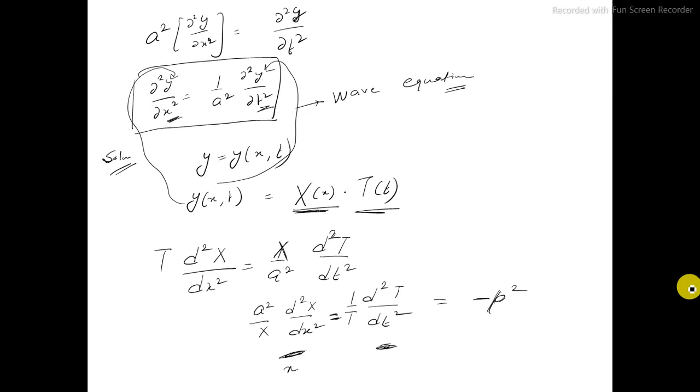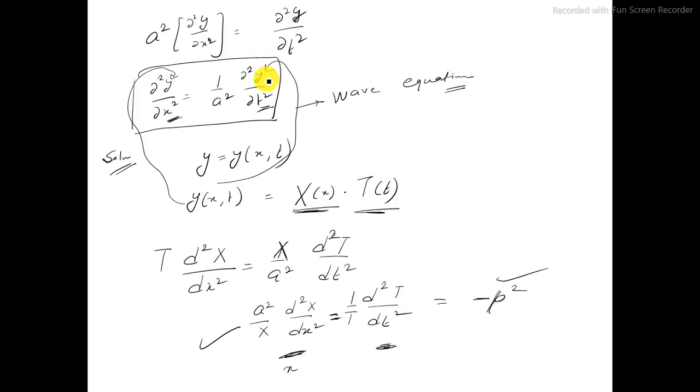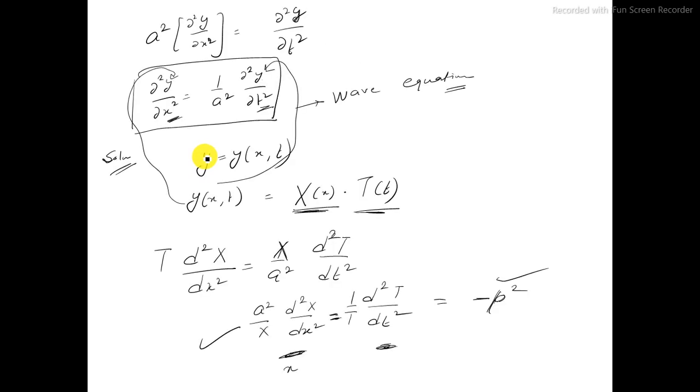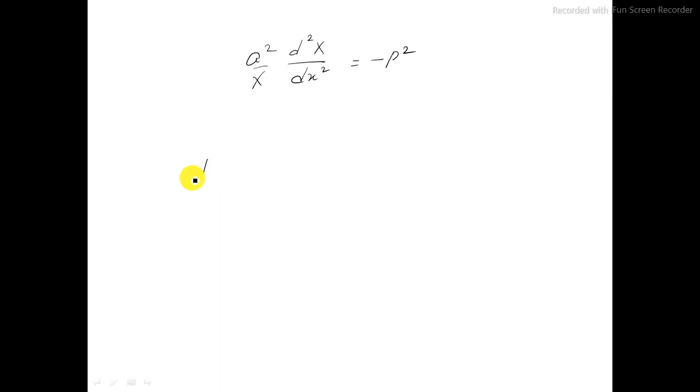So let's take the first term and the third term. Here it is 1 upon X and d²X/dx², that is, (1/X) d²X/dx² is equal to minus p². And the other one we can take as it is, 1 by T, so (1/T) d²T/dt² is equal to minus p². So we have made two equations, one for the x and the other for the t.